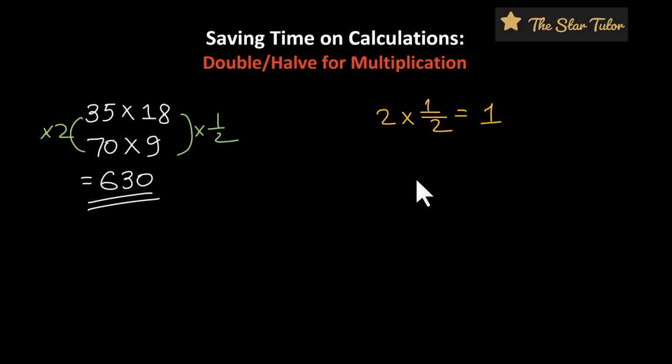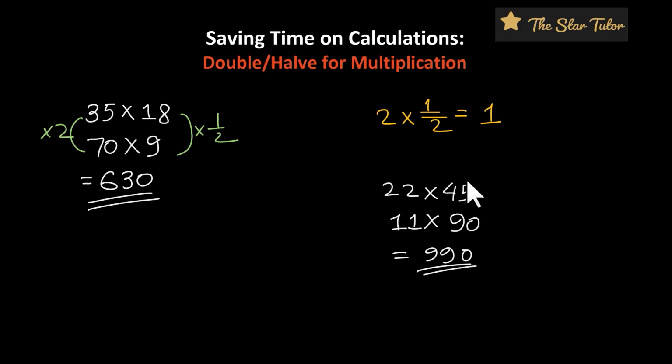Let's try another one. 22 times 45. Now if you double and halve in this order, you get 44 times 22 and a half, which is actually even worse, right? So instead, let's double the 45 and halve the 22. And that gives us an easy 990.